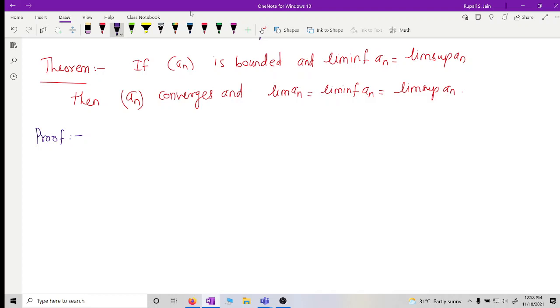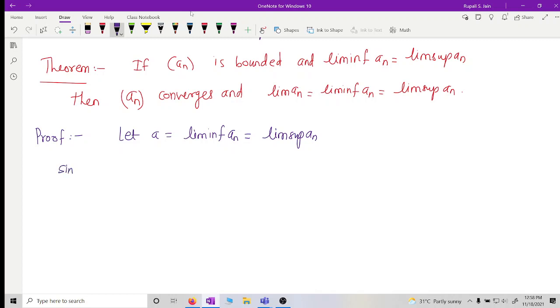Again, the proof is on the same lines. Let A be equal to liminf of a_n, which is equal to limsup of a_n. So limsup and liminf are given to be equal and we are denoting them as A, and we have to show that it is nothing but the limit of that sequence. That sequence a_n converges, and A is its limit.